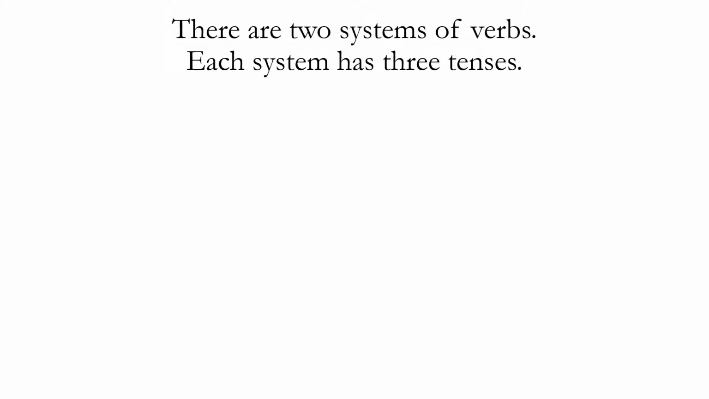There are two systems of verbs, as you know, and each system has three tenses, giving us a total of six. And we started with the present system. In Lesson 9, we moved on to the perfect system. But let's take a look at the present system, which you no doubt already know very well.